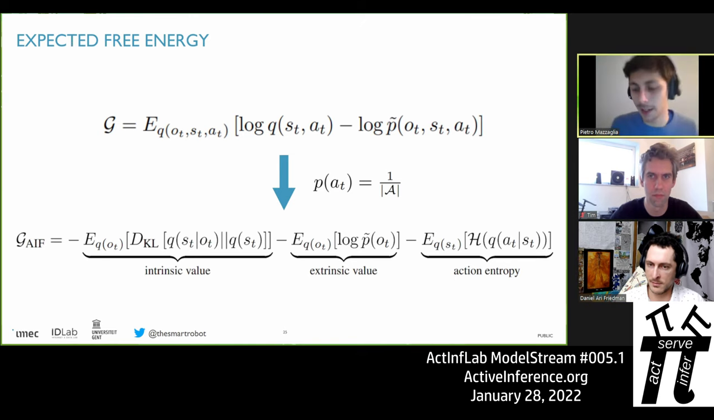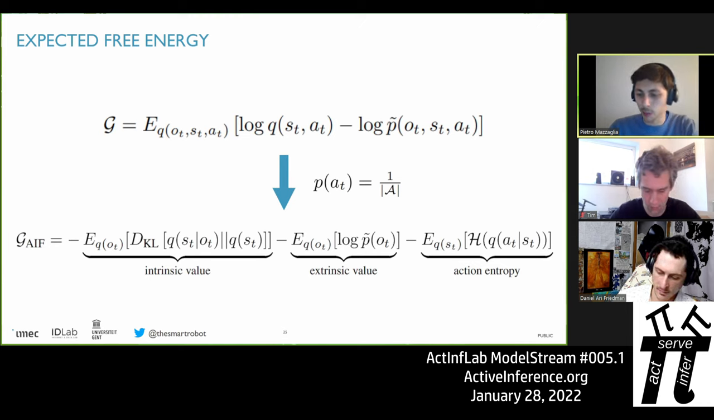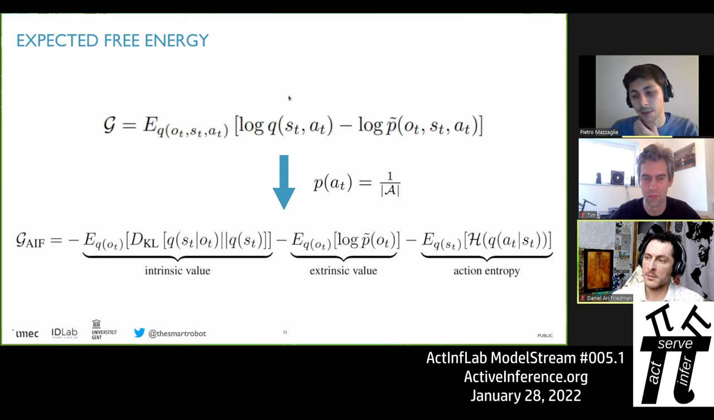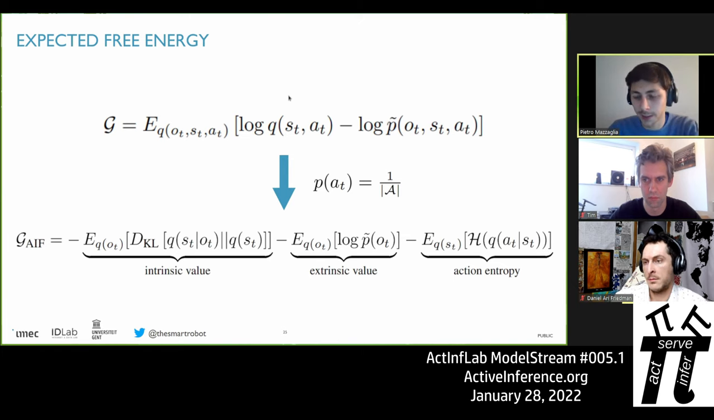Okay, so I'll start with the question about the action entropy term, and then I'll also delve into using different bounds for the free energy term. Here, in the way we cast the active inference process for learning the actions, the key part is that the actions are now part of the future inference process.